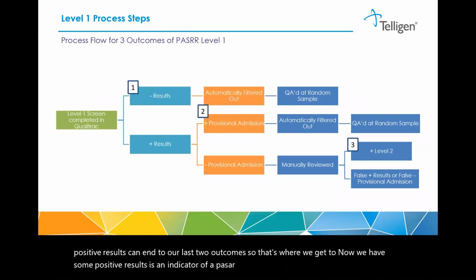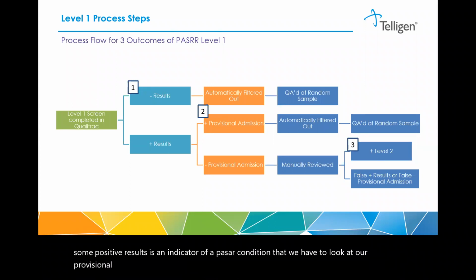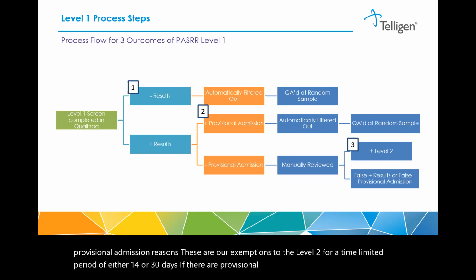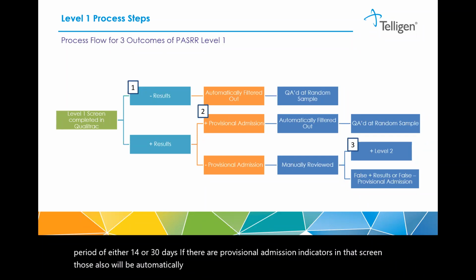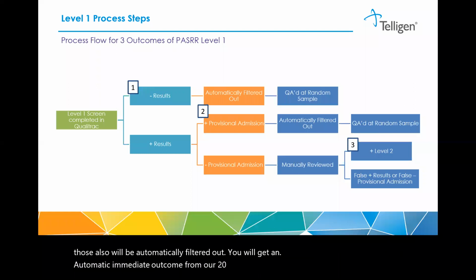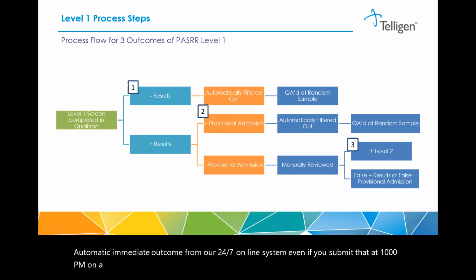Now we have to look at our provisional admission reasons. These are our exemptions to the level 2 for a time-limited period of either 14 or 30 days. If there are provisional admission indicators in that screen, those also will be automatically filtered out. You will get an automatic, immediate outcome from our 24/7 online system. Even if you submit that at 10 p.m. on a Sunday, you'll get an automated outcome that says, yep, here was a provisional admission.